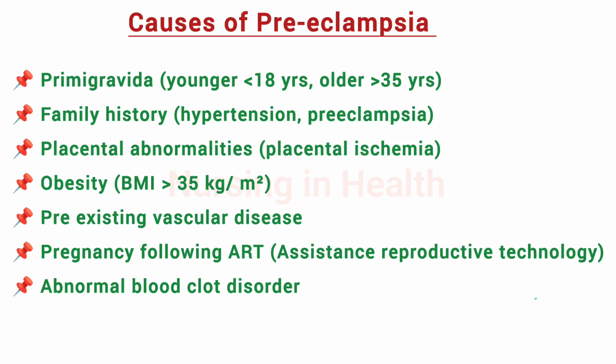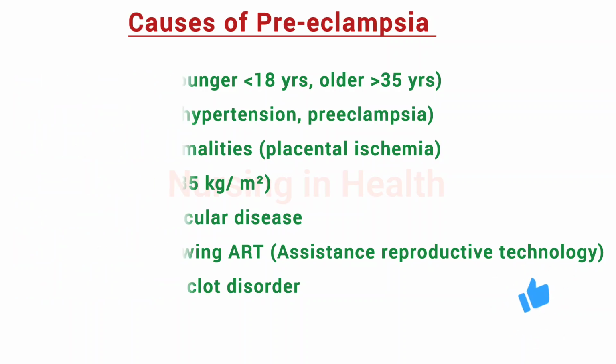Risk factors of preeclampsia: primary gravida, young age less than 18 years and elder above 35 years, family history of hypertension and preeclampsia, placental abnormalities, placental ischemia, obesity, BMI more than 35 kg per meter square and insulin resistance, pre-existing vascular disease, pregnancy following ART or assisted reproductive technology, abnormal blood clotting disorder.